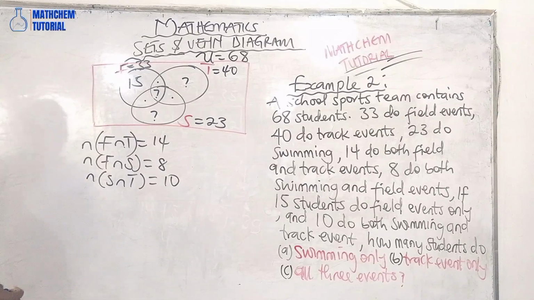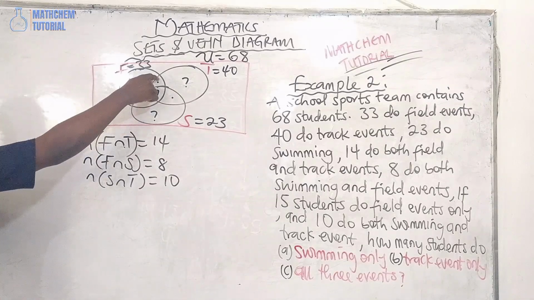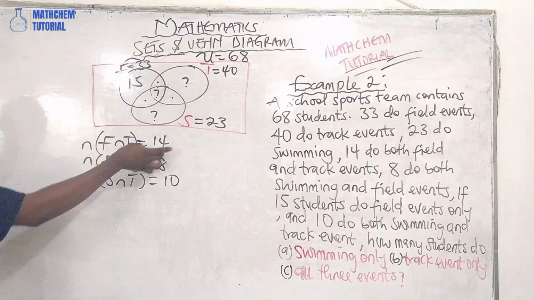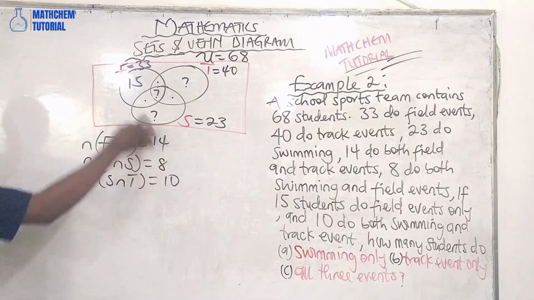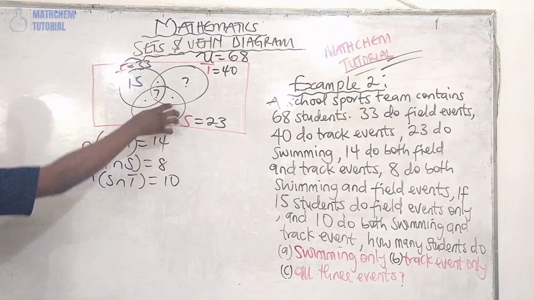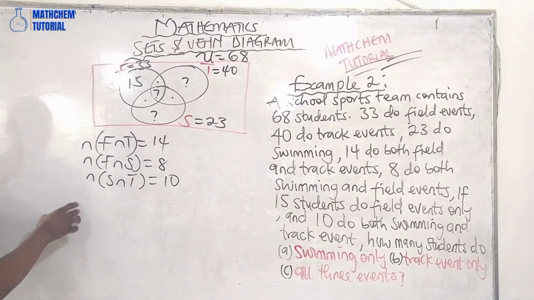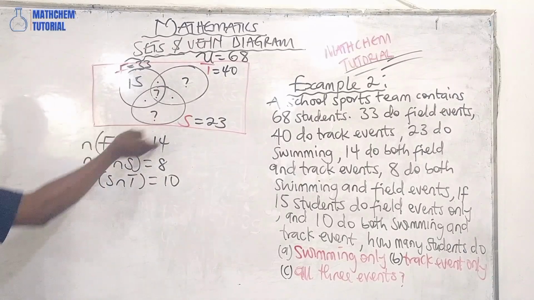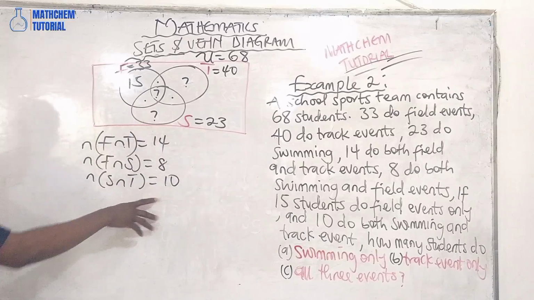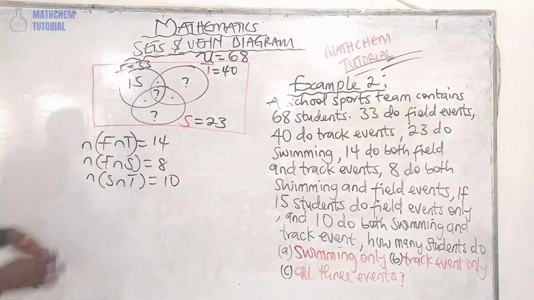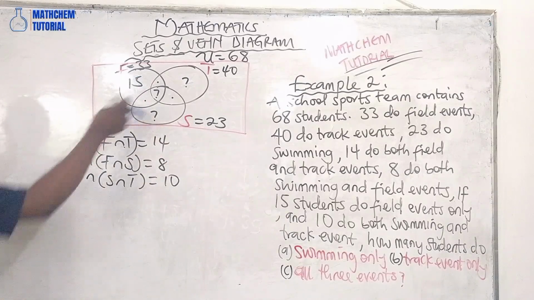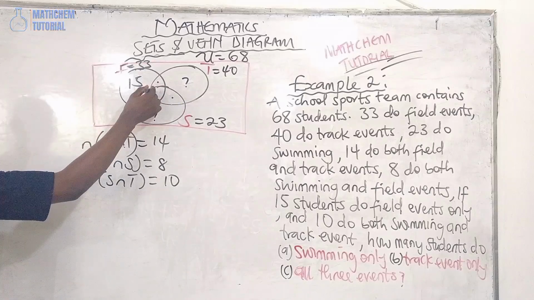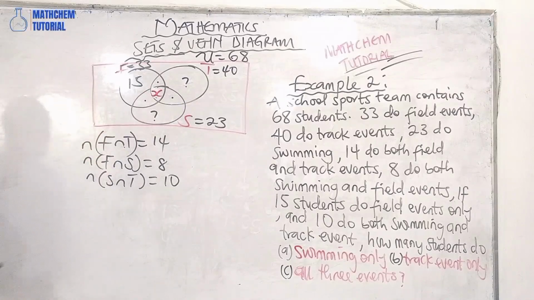Now let's see. For me to look for what is going to be here, remember that normally I would write this 14 here, this 8 here, and this 10 here. But because they are not "in only", and I told you that whenever they didn't tell you that they are in only, don't write it here, just write it out like this. So the value here, let me represent this particular one as x. Let me take it as x.